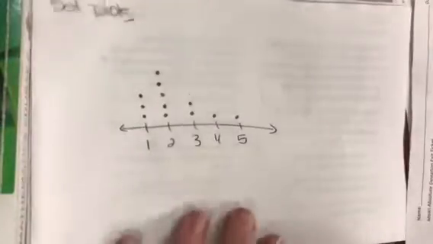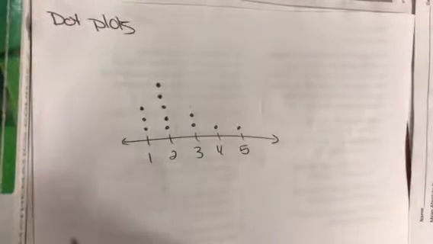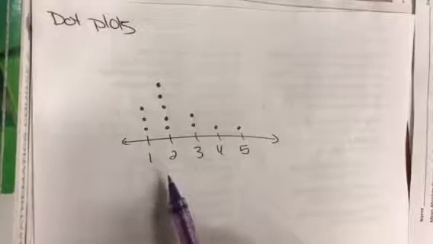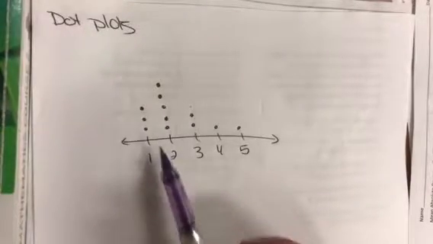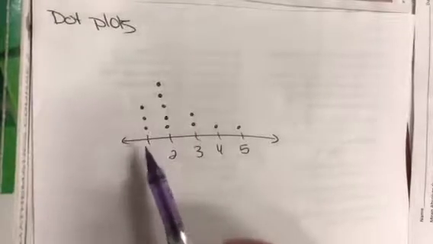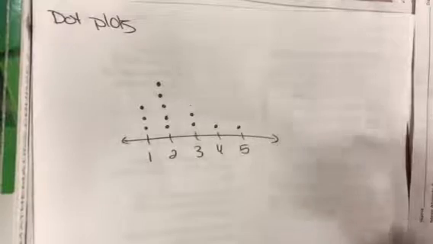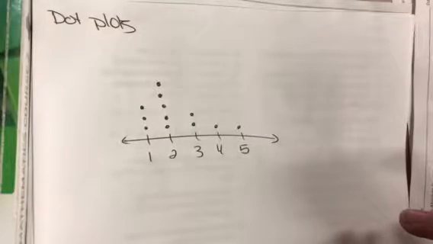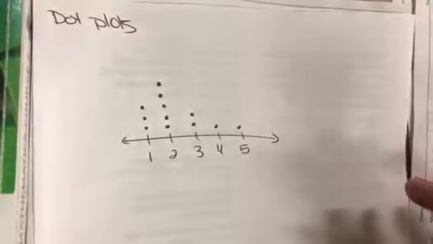A dot plot looks something like this. I didn't even give you a definition, but this is what a dot plot looks like. You've got your values here. Let's say this is the number of siblings that people have. To have one sibling, 3 people have one sibling. Then 5 people have 2 siblings. And it just goes on like that. It's kind of like a bar graph with dots. It's like a pictogram.